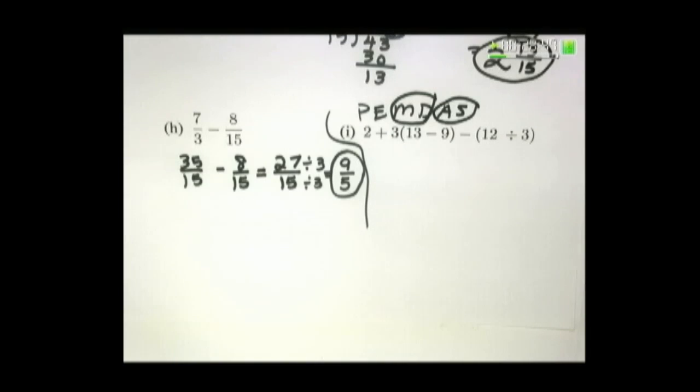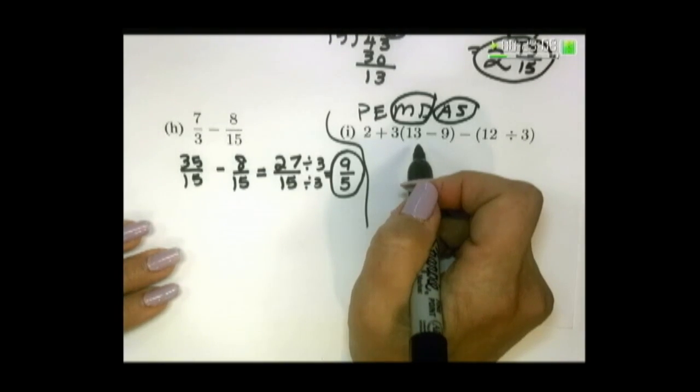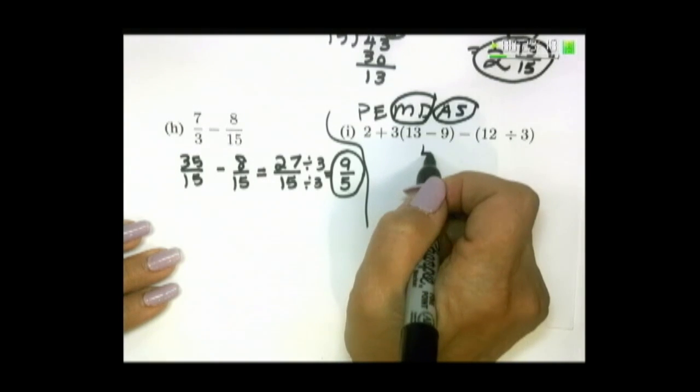In other words, if you have a line with all multiplication and division, you're not going to seek out multiplication first. You're going to just work it from left to right. If you have a line with all addition and subtraction, you're not going to seek out the addition first. You're going to work it from left to right. But in this case, we have a mixture. So we have to seek out the parentheses first, and we know that 13 minus 9 is 4.